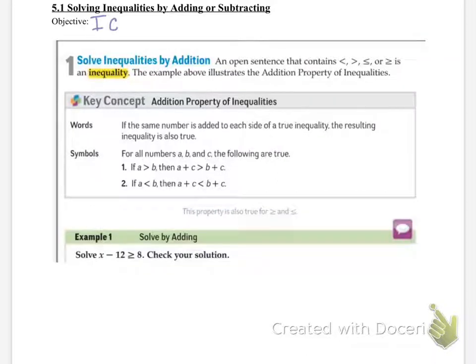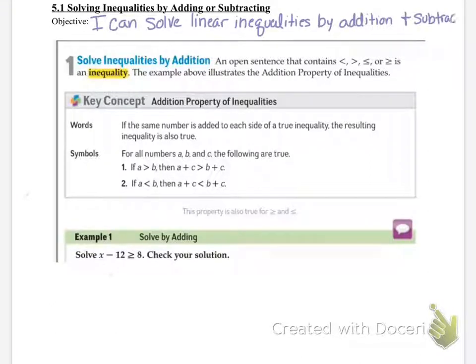We are going to begin today's lesson by writing down the I can statement, which reads, I can solve linear inequalities by addition and subtraction. I'll give you a second to do that. As you're writing that down, I'm going to read over this information box here.